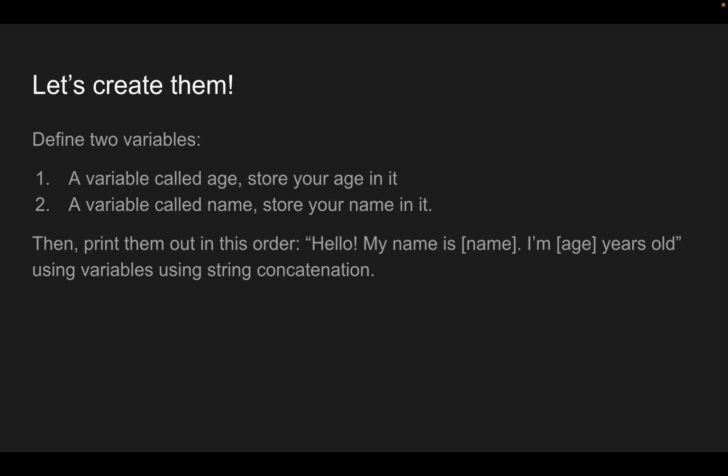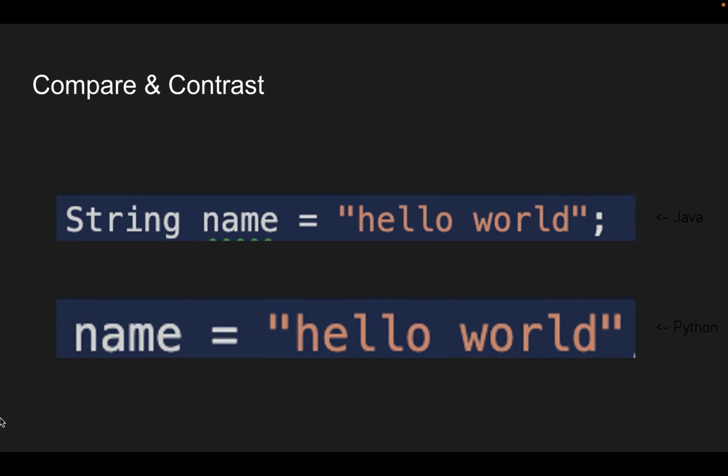Okay, so we see how we can define a variable. A variable, again, just stores a value. You can imagine a variable as a box. If we go back, you can imagine the variable name is just a box, and to reference the box, it's called name. Inside the box, you just put the string hello world.